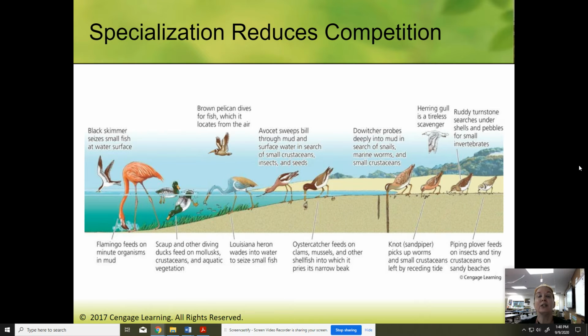So specialization reduces competition. And here are 12 different birds that you can all find by the ocean, on the shore. But they each have their own niche. They're either on the land or slightly in the water, or they eat all these different things. So all of these different birds can hang out at the same place and not have to compete with each other.